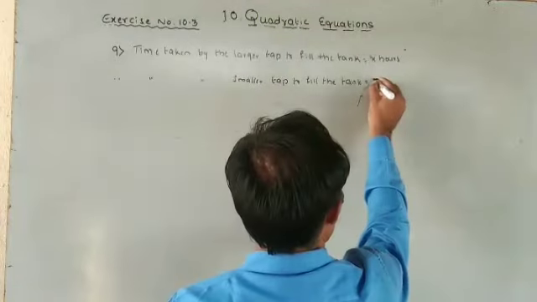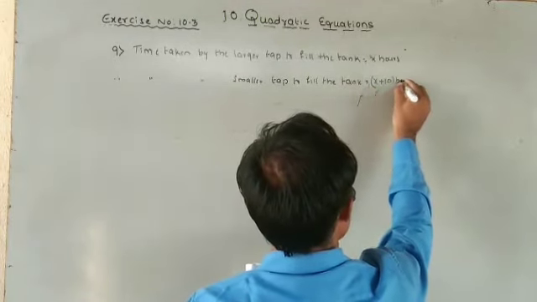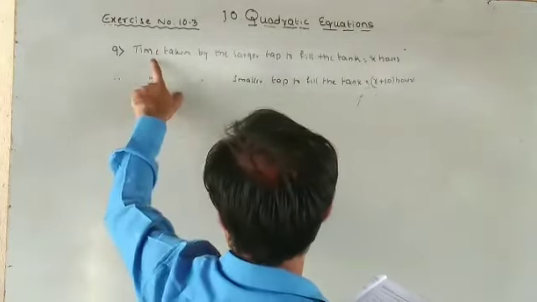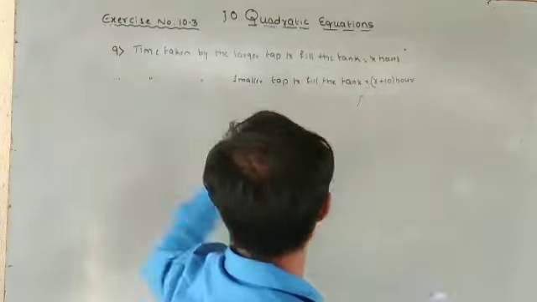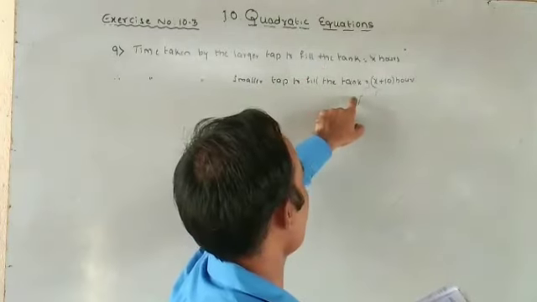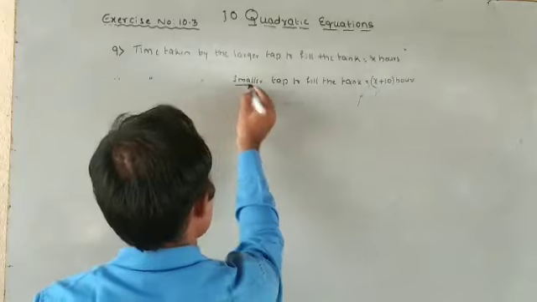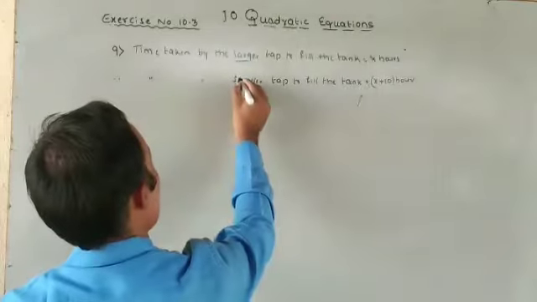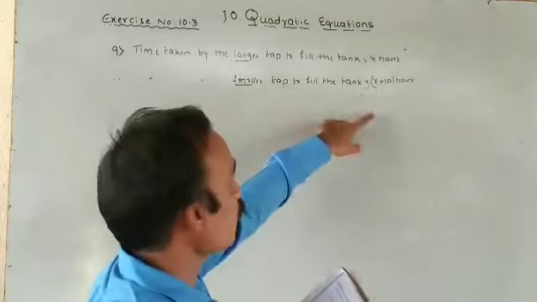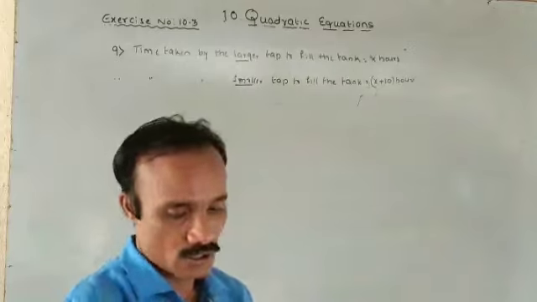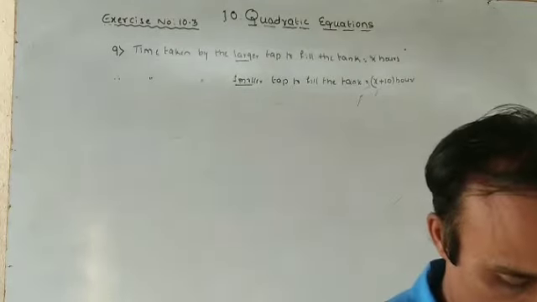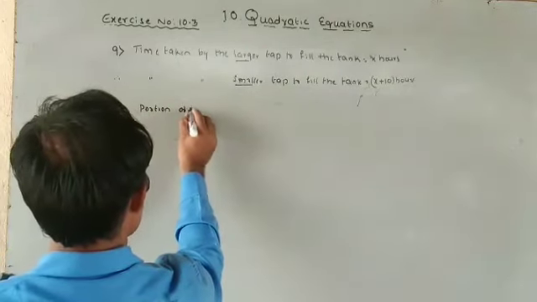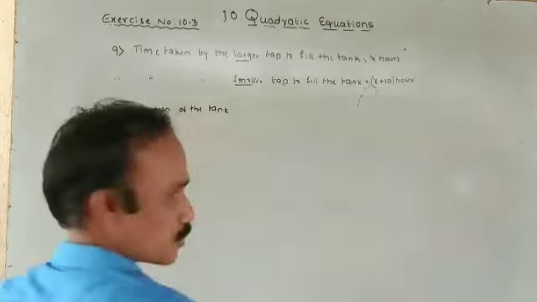Therefore, x is equal to minus 5 plus or minus root of 25 plus 4 into 1800, that is 7200, divided by 2. So x is equal to minus 5 plus or minus root of 7,200 plus 25, that is 7,225.